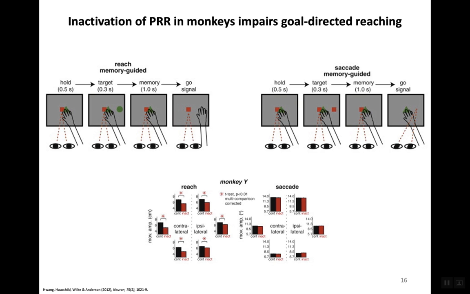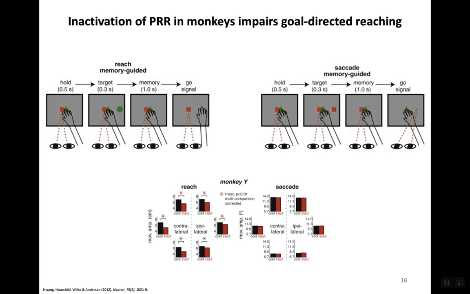And in this case, again, we can measure the movement amplitude for eye movements rather than the hand. And the authors found no significant difference, if any difference at all, between the amplitude of the movement before and post inactivation. And this is presumably because the endpoint of the eye movements, of the saccades, is not encoded within the PRR, but rather in the LIP region.